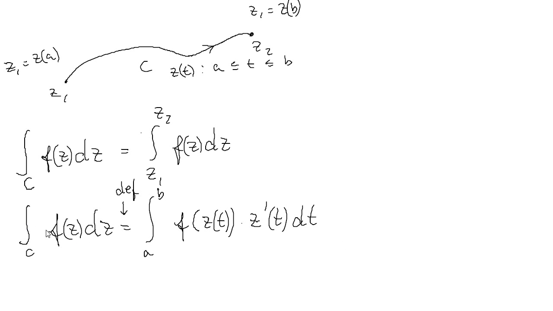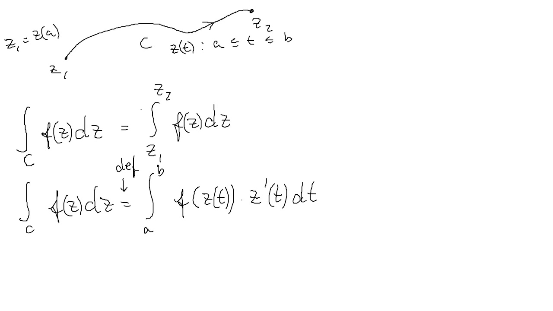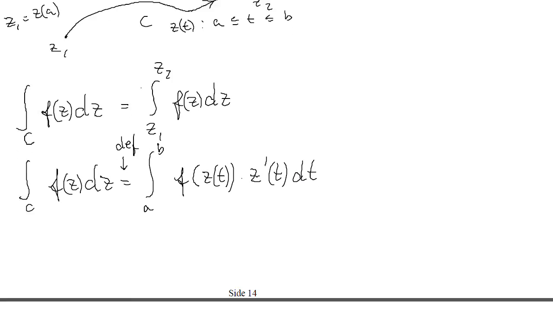So the integral here, written in this way, is defined in the following way. It's defined as the integral of the following function. We take the function f, and instead of z we write z(t). Multiply this with the derivative of z with respect to t, and integrate with respect to t. So this is the definition of the integral.